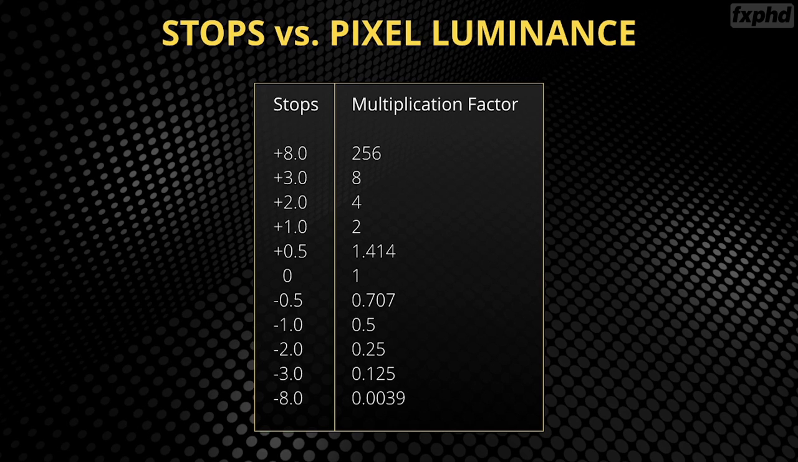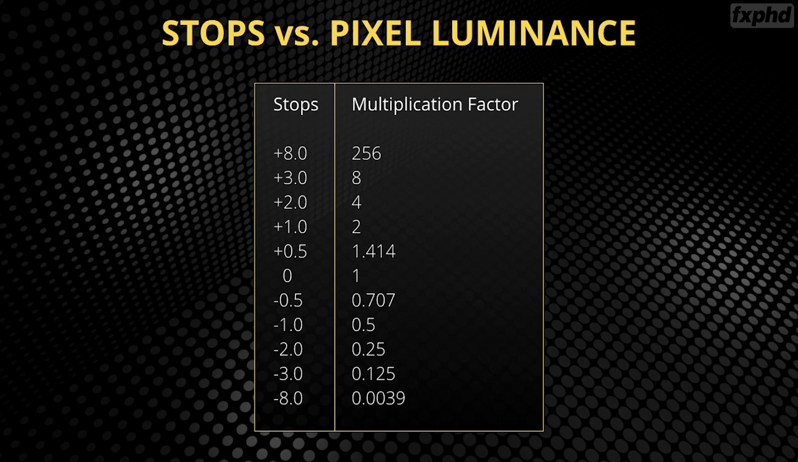If you go up 2 stops, you're going to 4, 3 stops going to 8. And if you went up 8 stops, your value of 1 goes all the way up to 256. And it works the same. If you go down 1 stop, you're halving the light from 1 to 0.5. If you go down 3 stops, you are obviously going down to 0.125. And if you go down 8 stops, you're getting incredibly dark, but the information is still there.